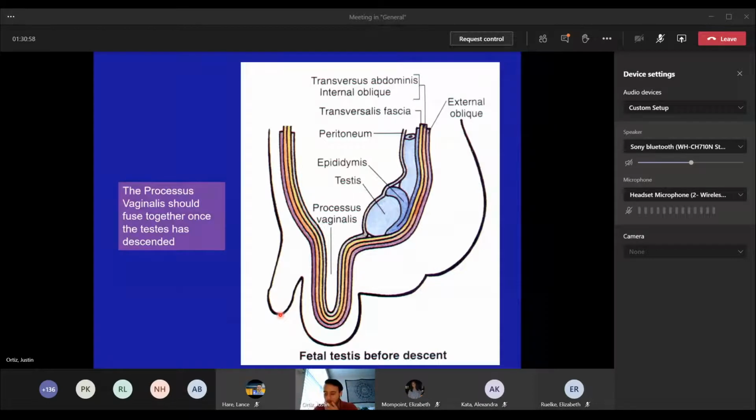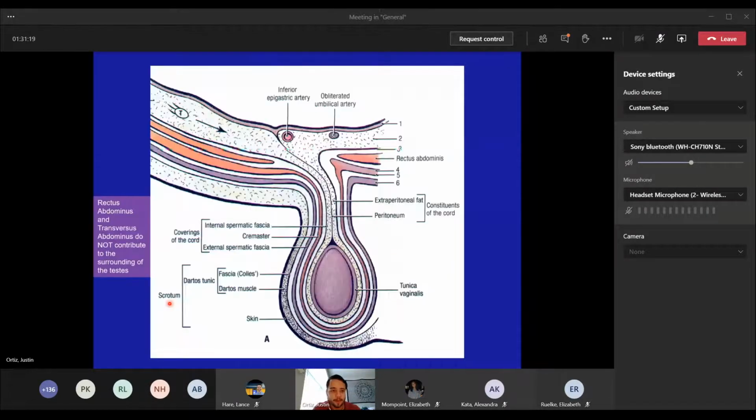Hernias. Okay. So the processus vaginalis should fuse together once the testes descended. That's just basically going to be the space between the parietal peritoneum, which is located right here. Obviously, it should close together once the testes has descended. That's the only thing he noted on the slide, so that's the only thing I would note. So processus vaginalis should fuse once the testes is descended.